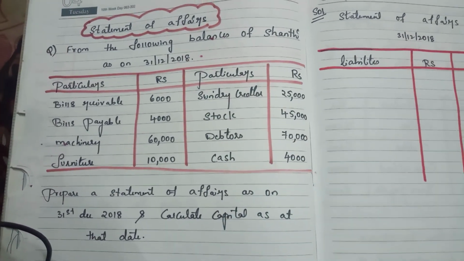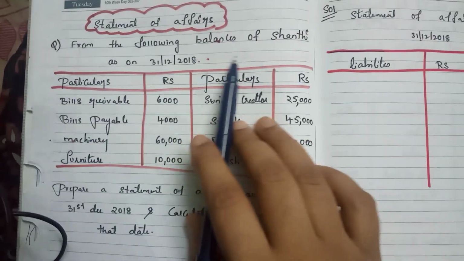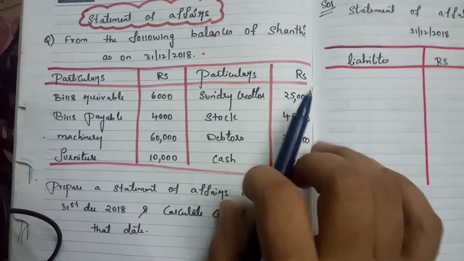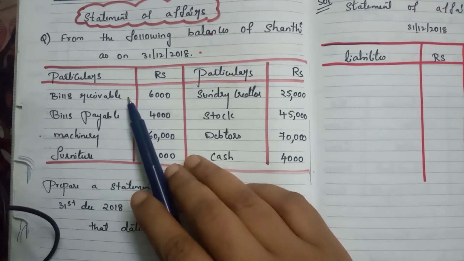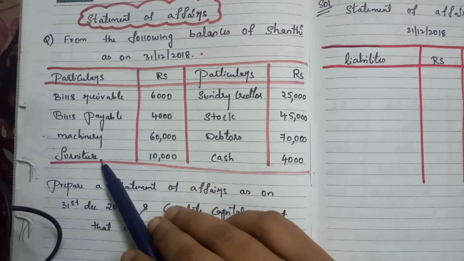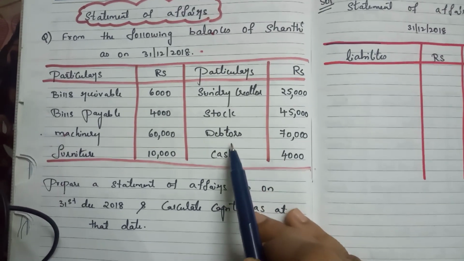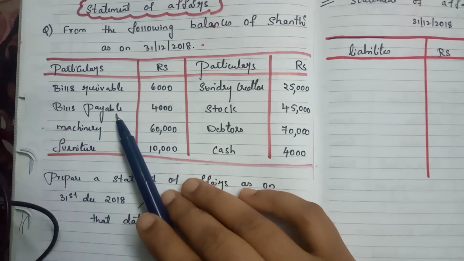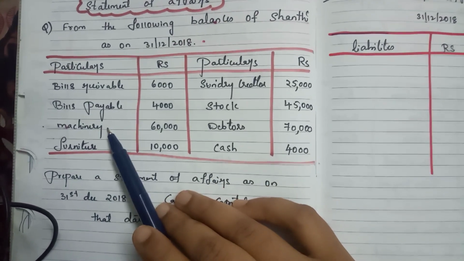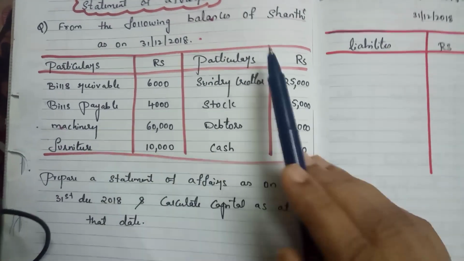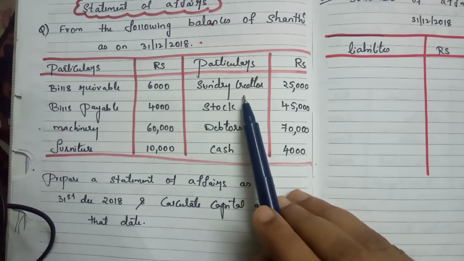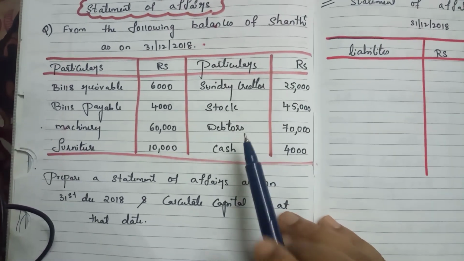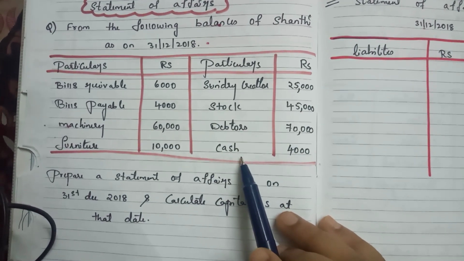Okay, so we'll start with the problem. Here the question is, from the following balances of Shanti as on 31st December 2018, particulars, rupees. I just gave the information: bills receivable, bills payable, machinery, furniture, sundry creditors, stock, debtors and cash. Bills receivable is an asset, a current asset. Bills payable is a liability, a current liability. Machinery is a fixed asset. Furniture is an asset. Sundry creditor is a current liability. Stock comes under current assets. Debtors come under current assets. Cash comes under current assets.